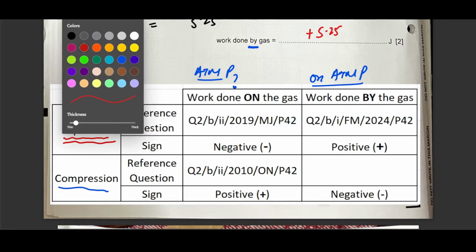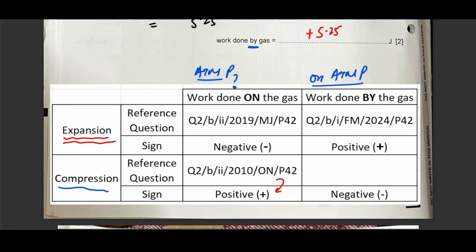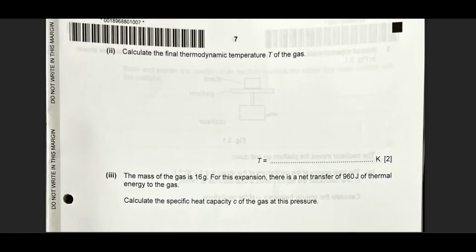You can find an answer for compression with the positive sign when it says work done on the gas in this question as well. So far I don't have a question for this, but I'm sure that if this table gives us the correct answers of writing down the signs, then of course we can find a question for this scenario as well. Okay, next step, he says calculate the final thermodynamic temperature.